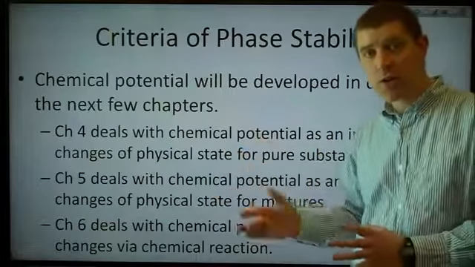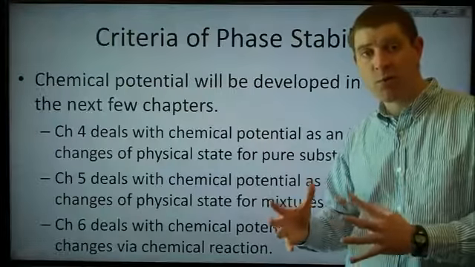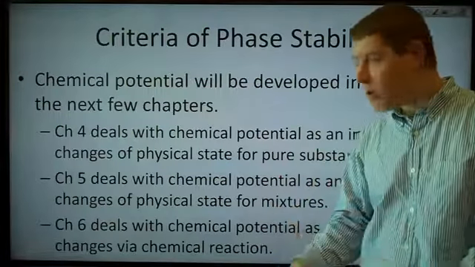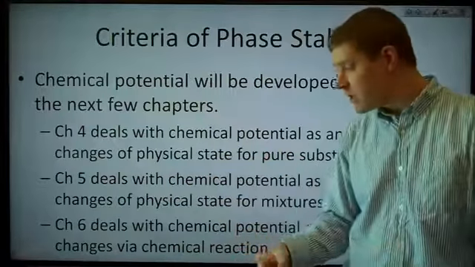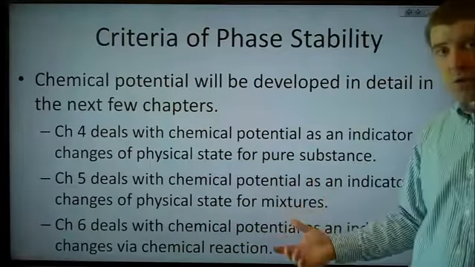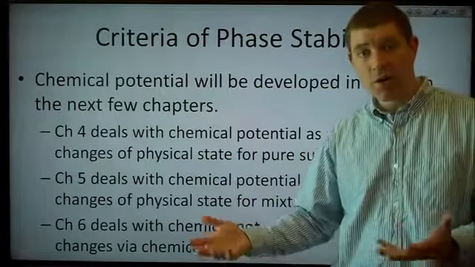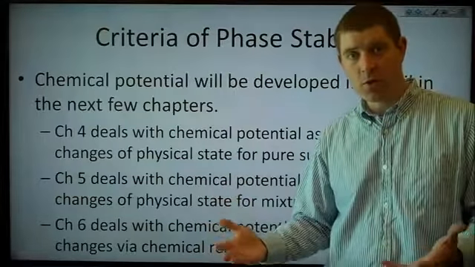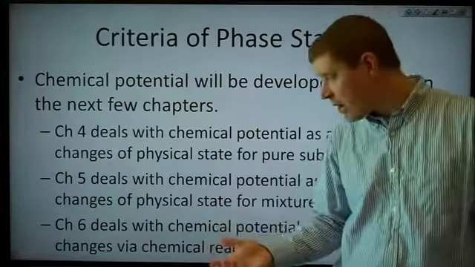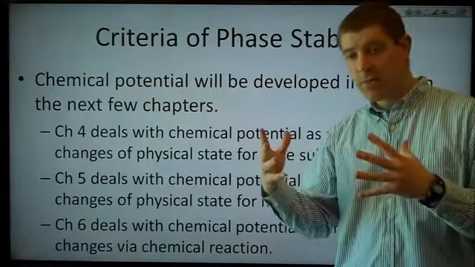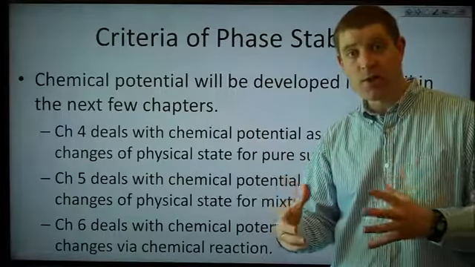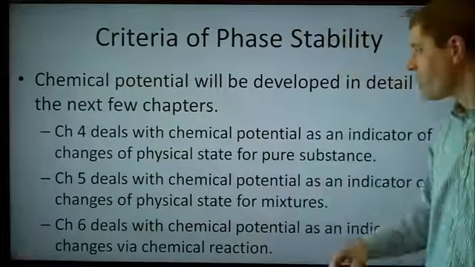Now remember, the chemical potential is just the molar Gibbs energy for a substance. So if we're looking at a pure substance, it's just the molar Gibbs energy for that one substance. If we're looking at the chemical potential for mixtures, it's going to be a combination of the molar Gibbs energies for the 2 or 3 or however many components we have. For a chemical reaction, we're going to be looking at differences in the molar Gibbs energies for the reactants and the products.